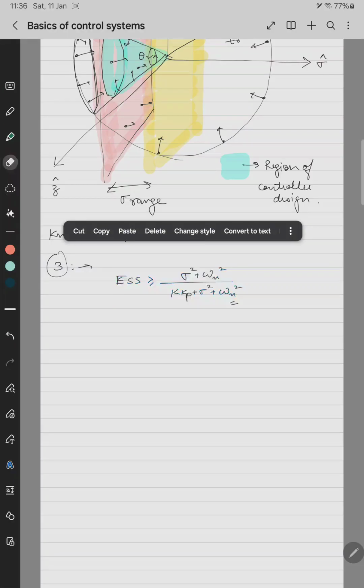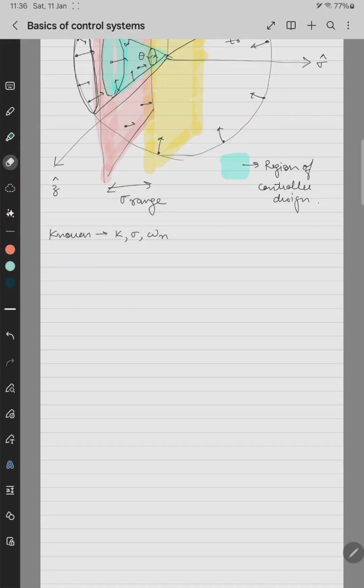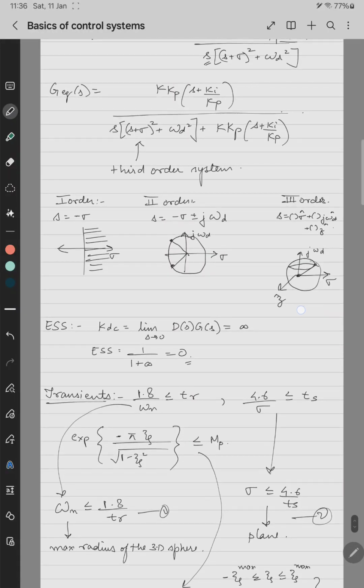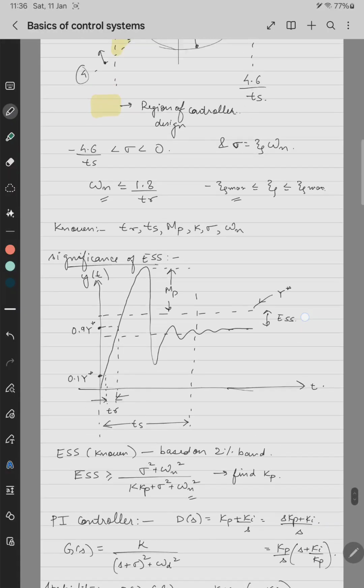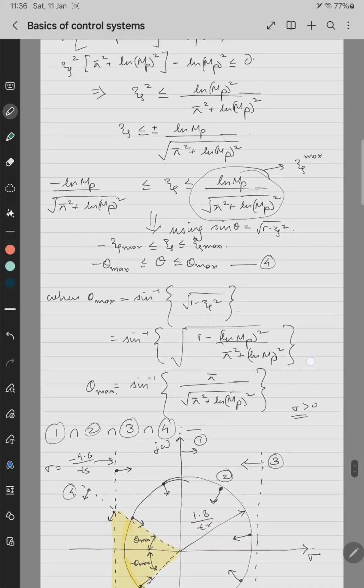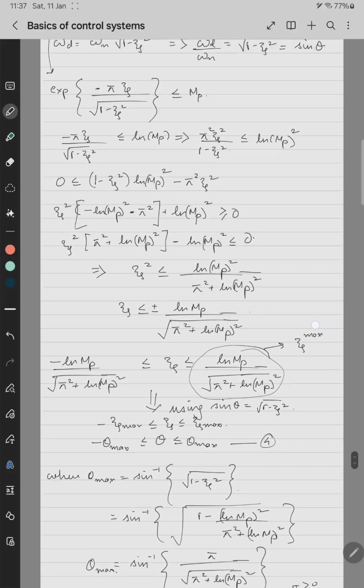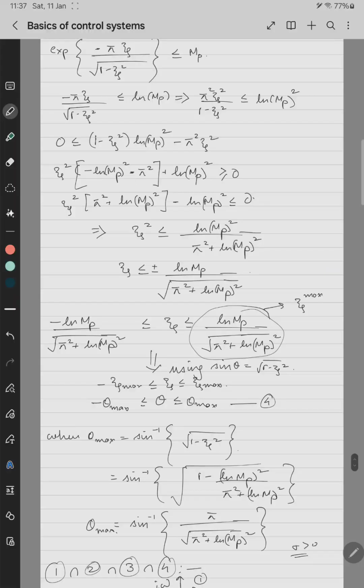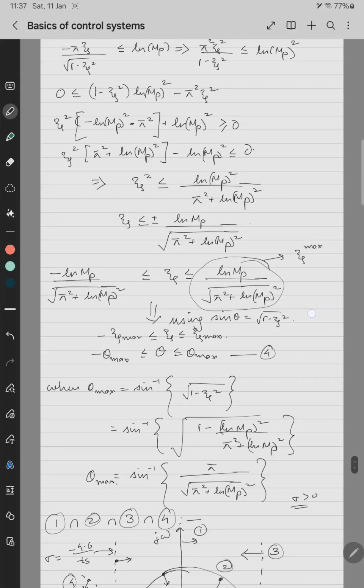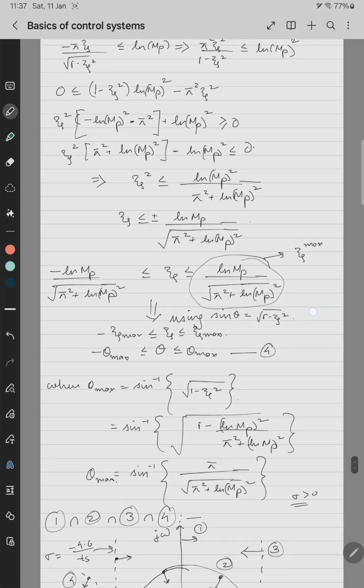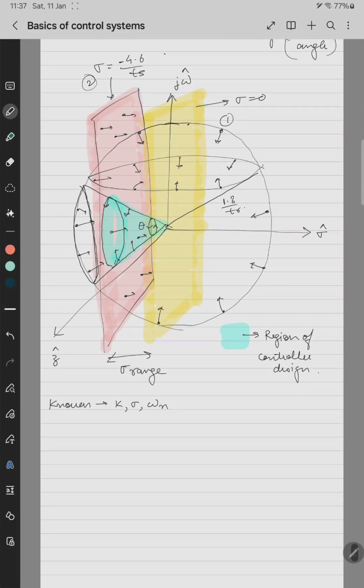Okay, sorry, not this. So using these three equations you can tune your controller in such a way that all the things lie in this area. This is how you can do the controller design using time domain analysis.